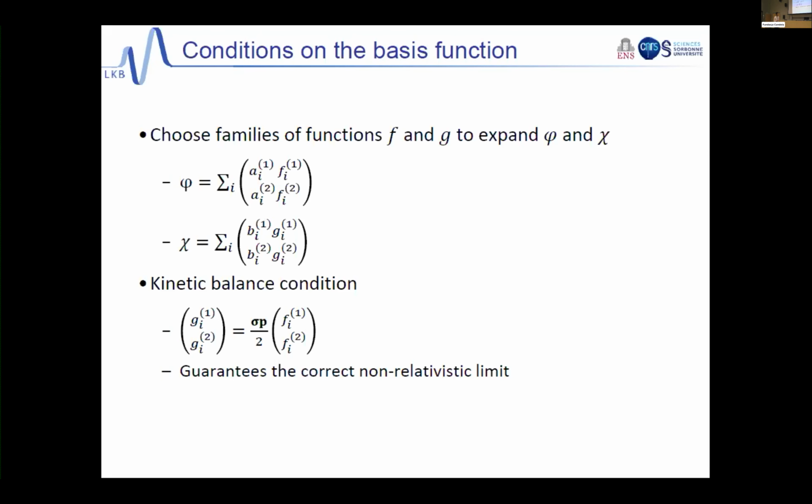But this is an approximate condition. This is a condition on the basis function. But it's an approximate condition. It's not exact.